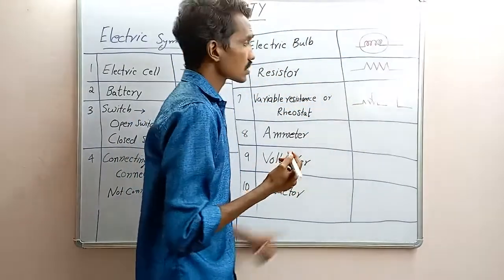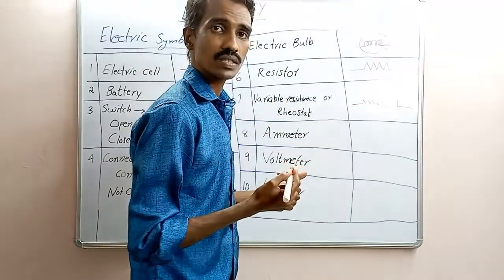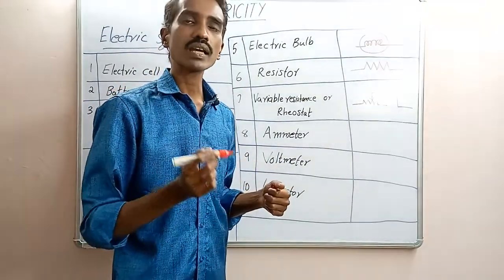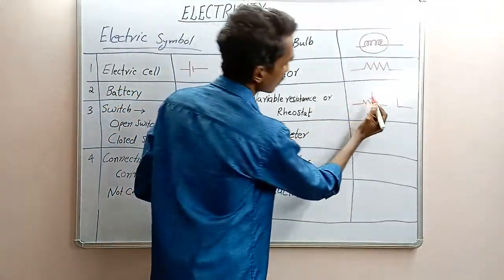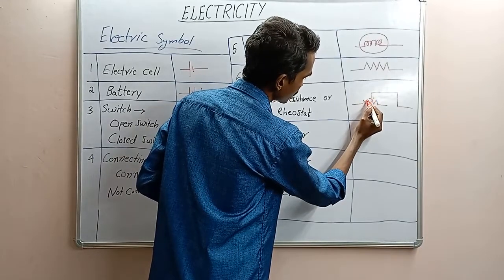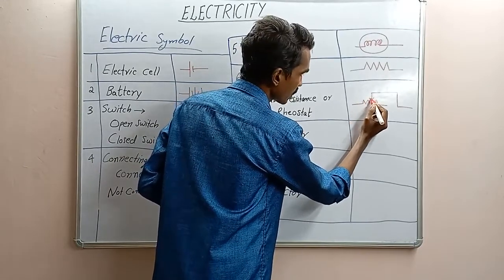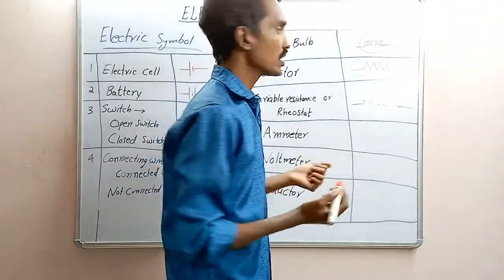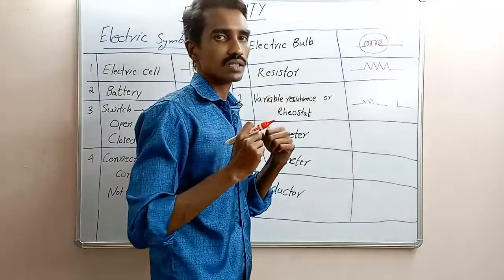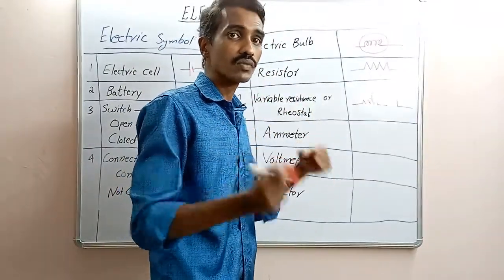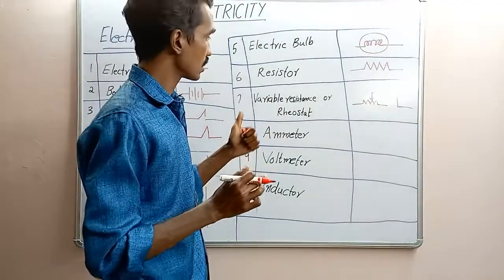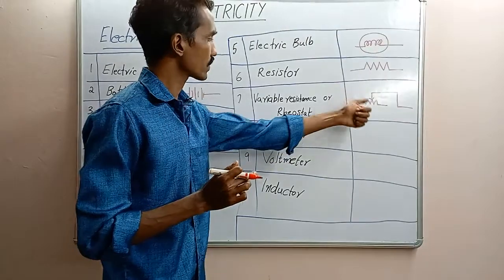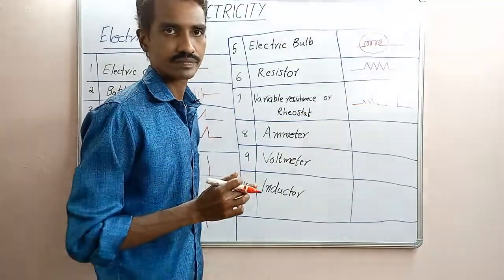What is the difference between a resistor and a variable resistance? We can adjust the resistance. When the line is connected here, the resistance is low. When the line is connected at this point, the resistance is high. It is an adjustable resistor, so we call it variable resistance, or rheostat. The symbol of a rheostat or variable resistance is this.